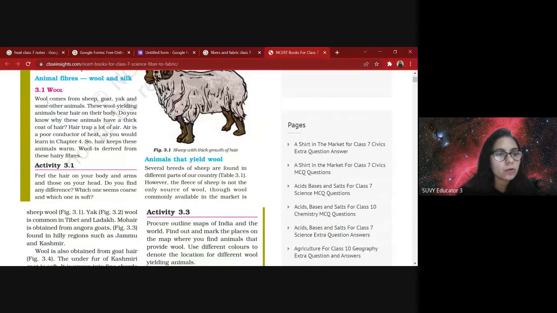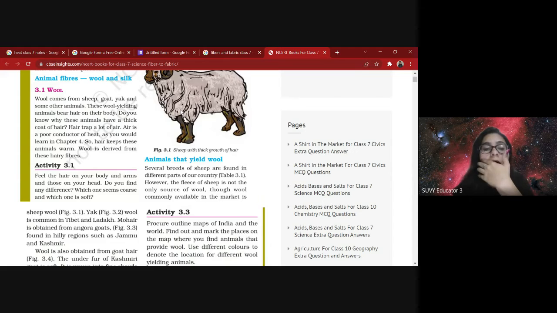So this wool comes from the sheep. Either the sheep will give you the wool or the goat. Okay, and some other wool-yielding animals bear hair on their body. You can see this picture. This is a sheep, and there is very heavy, thick hair all over the body. Hair traps a lot of air. Air is a poor conductor of heat. These animals have a thick coat of hair. Why? Because hair traps a lot of air.